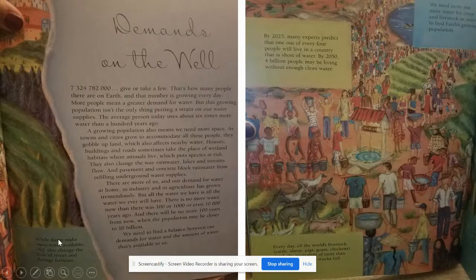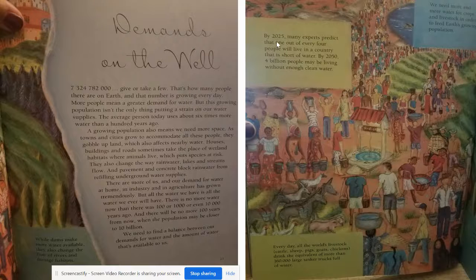It says, while dams make more water available, they also change the flow of rivers and damage habitats. Then we have, by 2025, many experts predict that 1 out of every 4 people will live in a country that is short of water. By 2050, 4 billion people may be living without enough clean water.